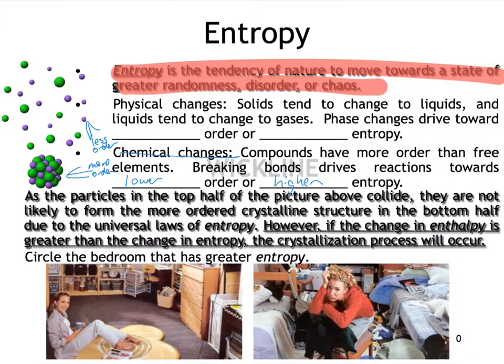But there's also the changes that happen when we just go through a physical change, like a phase change. Like solids will tend to change to liquids, and liquids tend to change to gases, and gases would have the most chaos. So that means that phase changes drive towards lower order or higher entropy.